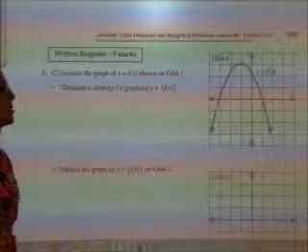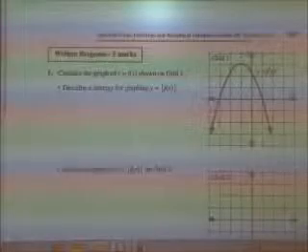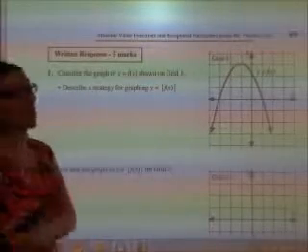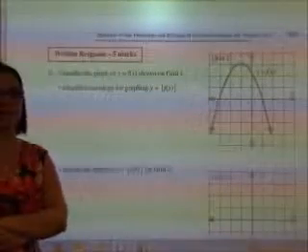Okay, last question. Consider the graph of y equals f of x, which is shown on the grid. You're purposely not given the equation for the graph, although I guess if you wanted to, you could probably write the equation or figure it out. Describe a strategy for graphing the absolute value of f of x. So first of all, what would the absolute value of f of x look like?